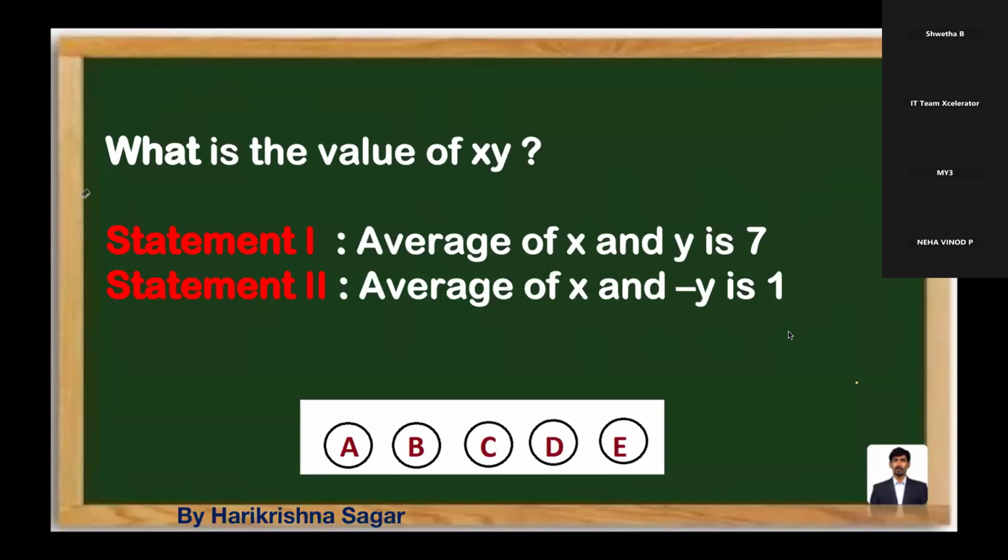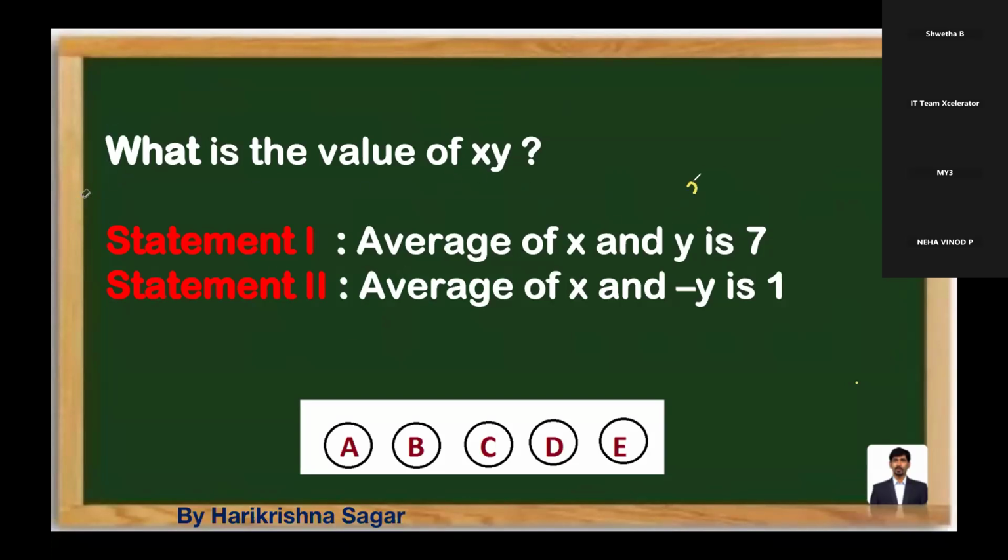Based on that, you will mark the answer. If statement 1 alone is giving it, mark A. If the radius comes from statement 2, mark B. If both are required, mark C. If each alone is sufficient, mark D. And if both together also don't give the answer, mark E. That is the approach. Now in this question, I need to figure out the value of xy.